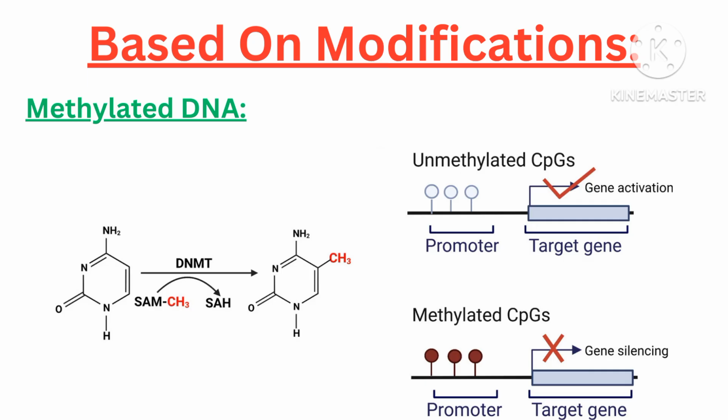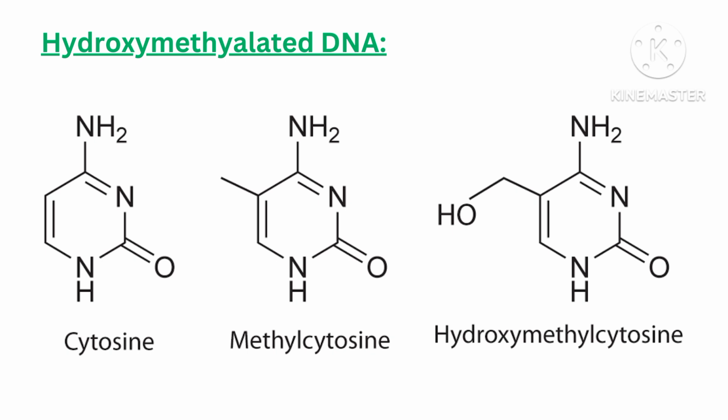DNA methylation usually happens in CpG islands by adding a methyl group, provided by S-adenosylmethionine, SAM, to the carbon-5 position of a cytosine. This process is catalyzed by DNA methyltransferases, DNMTs. DNA methylation of gene promoters: unmethylated CpGs result in gene activation; methylated CpGs lead to gene silencing. 2. Hydroxymethylated DNA: involved in active DNA demethylation and gene regulation.